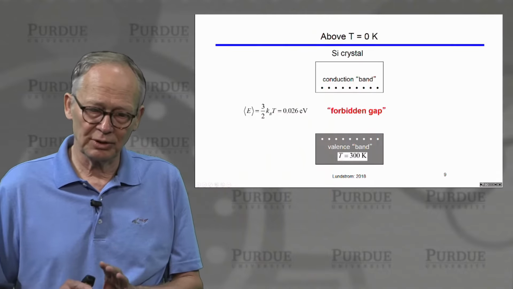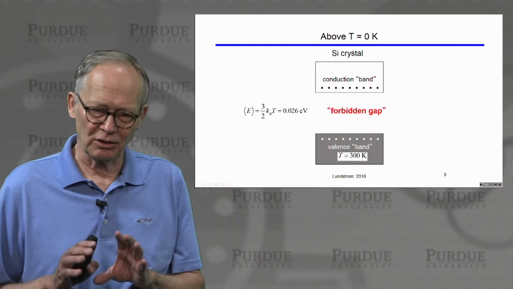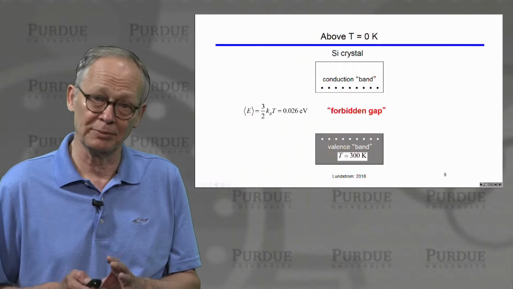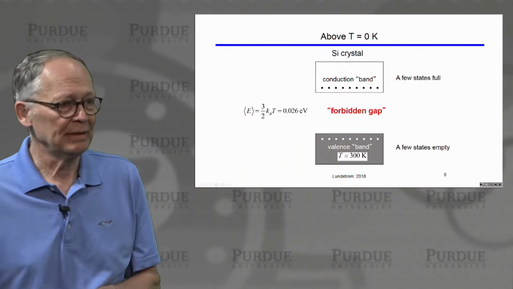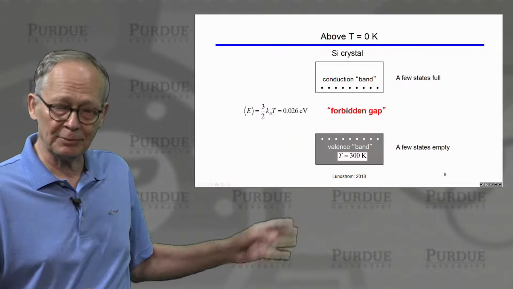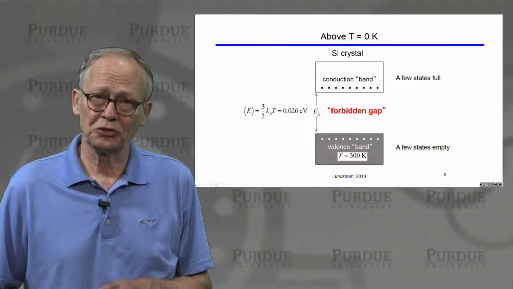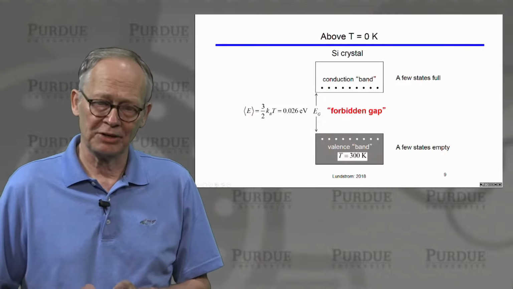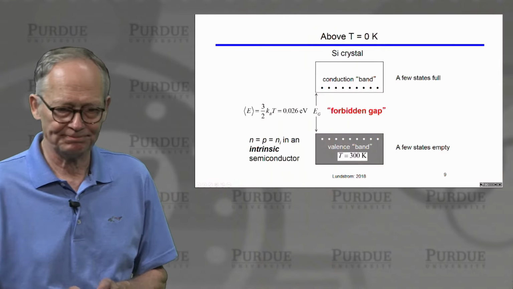There's a large number of states in the valence band, and a tiny fraction of them are empty. There's a large number of empty states in the conduction band, and a tiny fraction of them are filled with electrons. Okay. Valence band has just a few states empty. Conduction band has just a few states full. And those two types of states are separated by this forbidden gap. The energy range is called the band gap, E sub G.